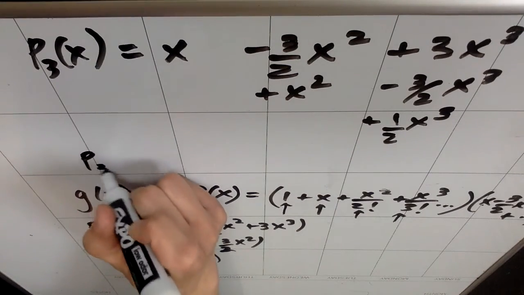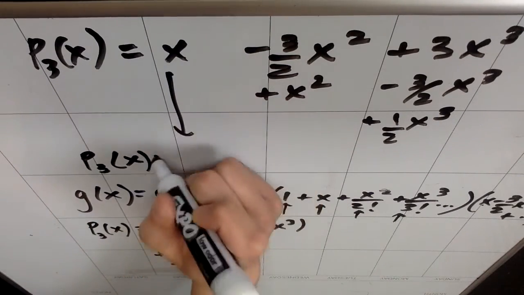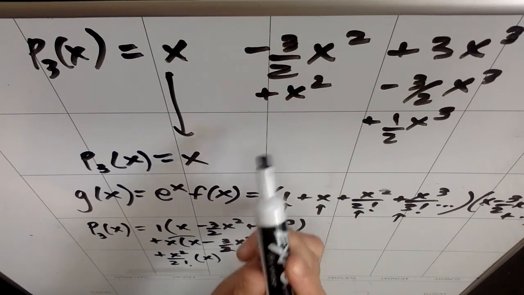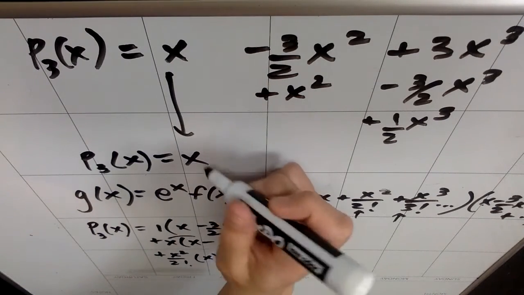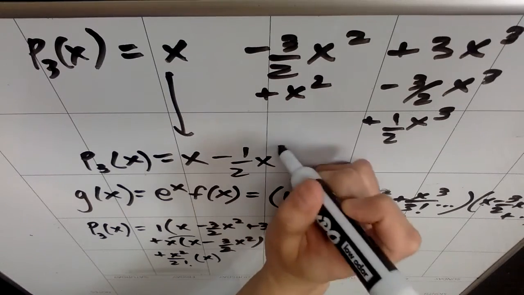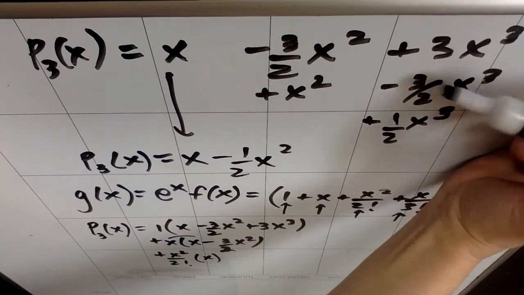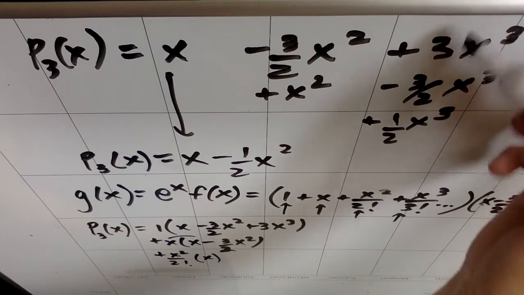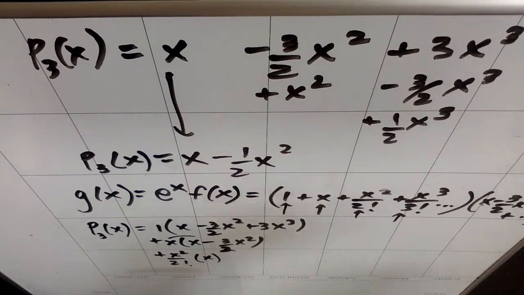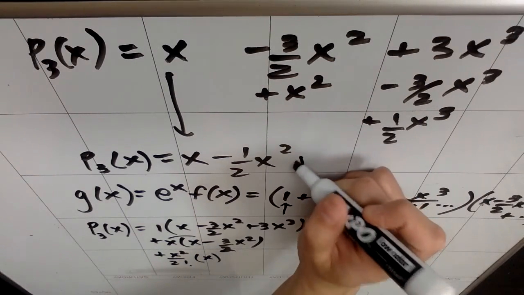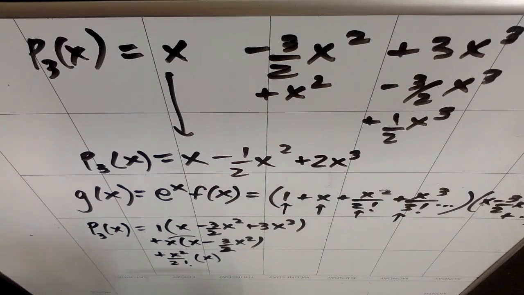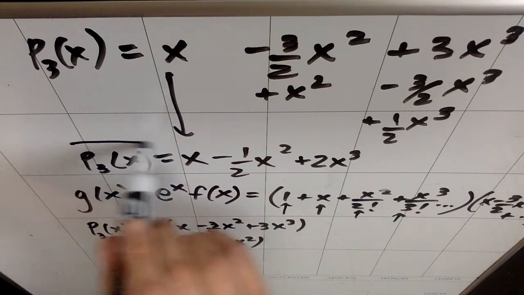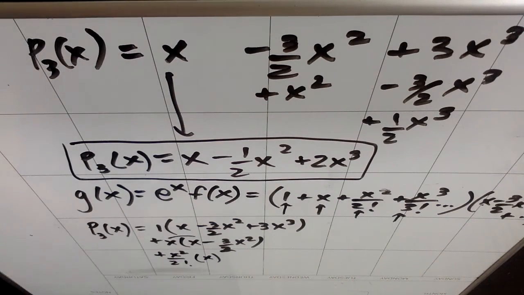So if I combine all my like terms, I just have an x at the front. This is 2 halves and a negative 3 halves, so that should net a negative 1/2 x squared. And this is essentially 3.5 minus 1.5, so that should net a 2x cubed. So that should be my third degree Taylor polynomial. So this is my third degree Taylor polynomial, and they didn't ask me to use it, so that's all they wanted. There you go.